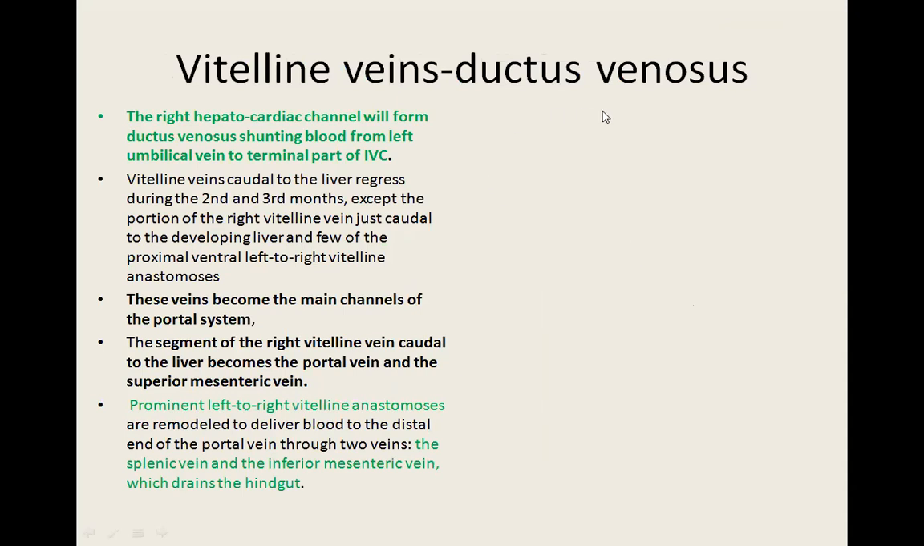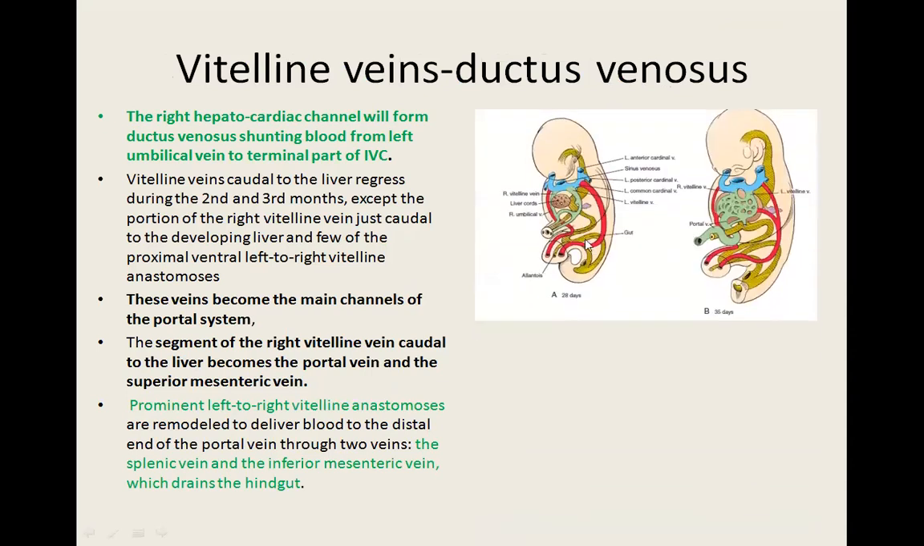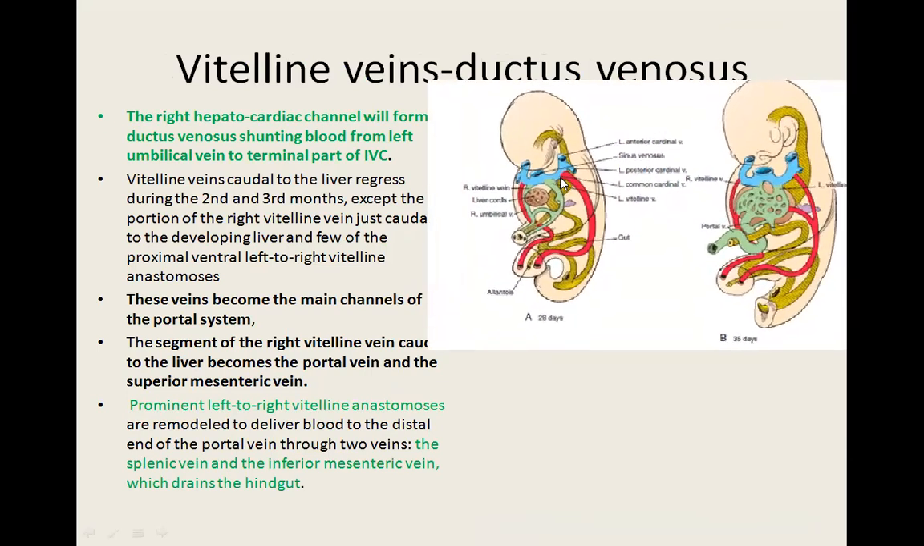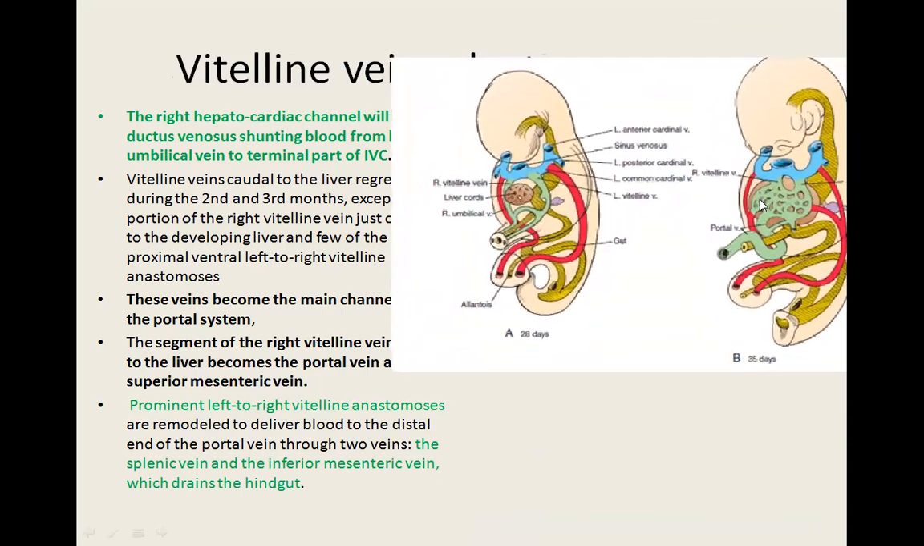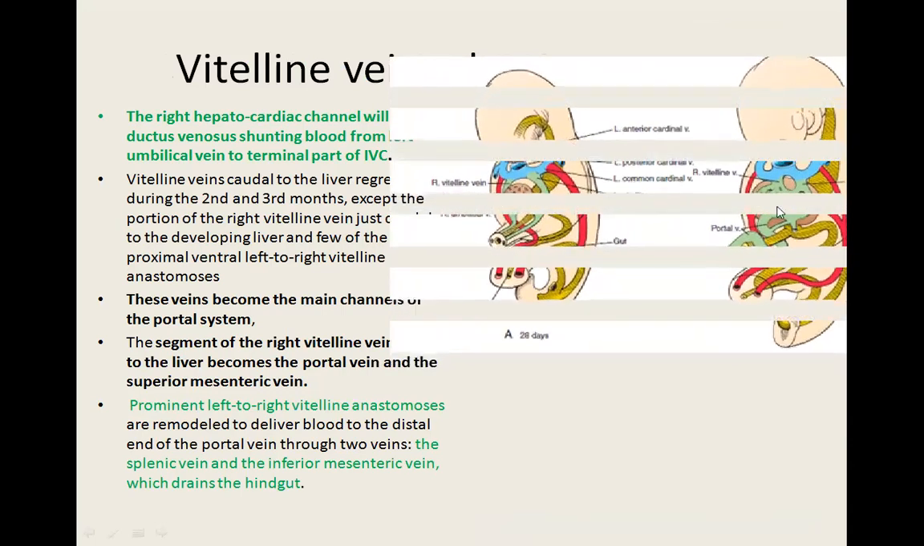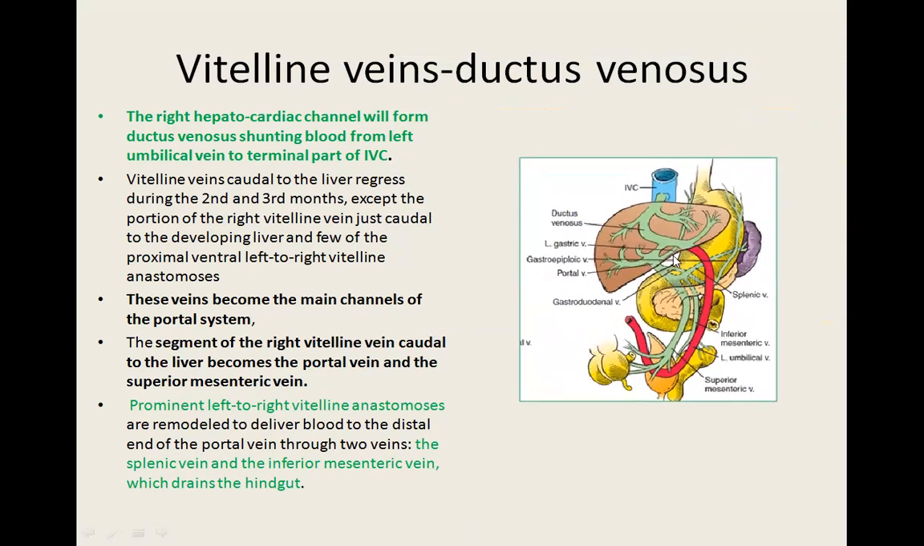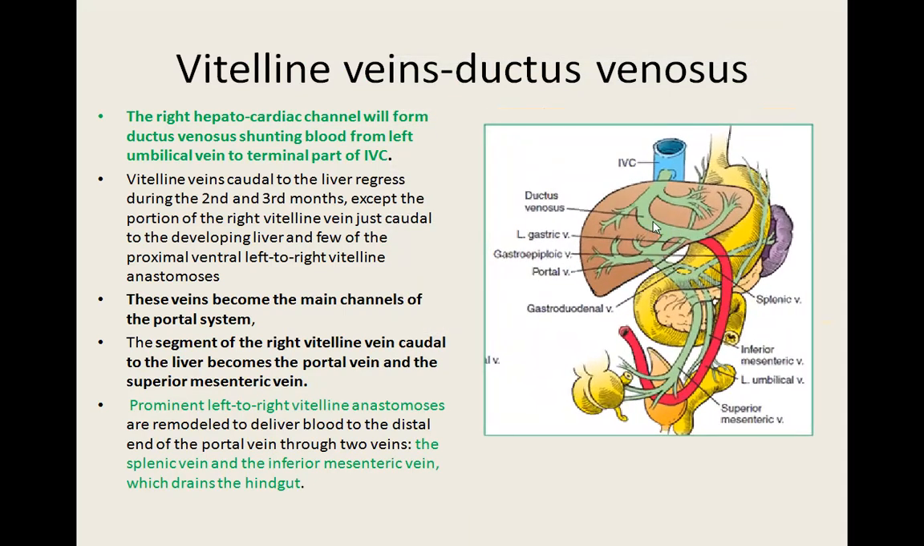Then how the ductus venosus is formed. Firstly, you see over here, the right hepatocardiac channel is being formed. This was the sinusoids over here. So the right hepatocardiac channel will form. This is the ductus venosus, shunting the blood from the left umbilical vein to the terminal part of the inferior vena cava.